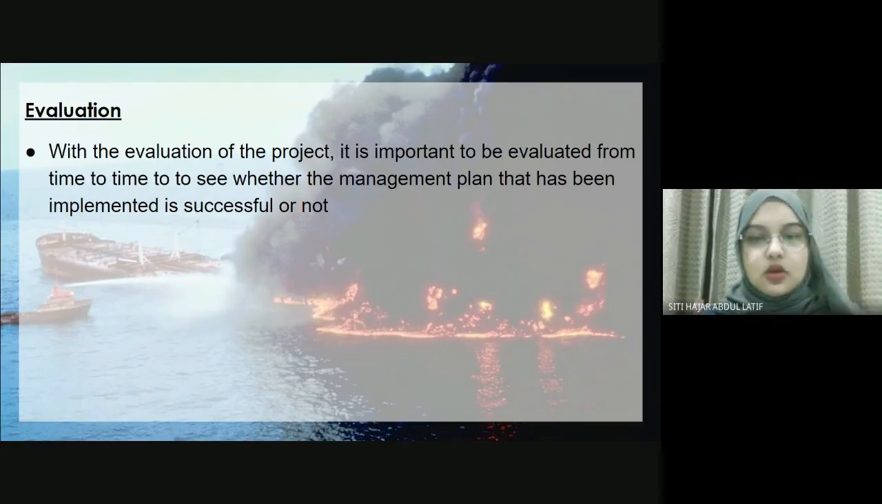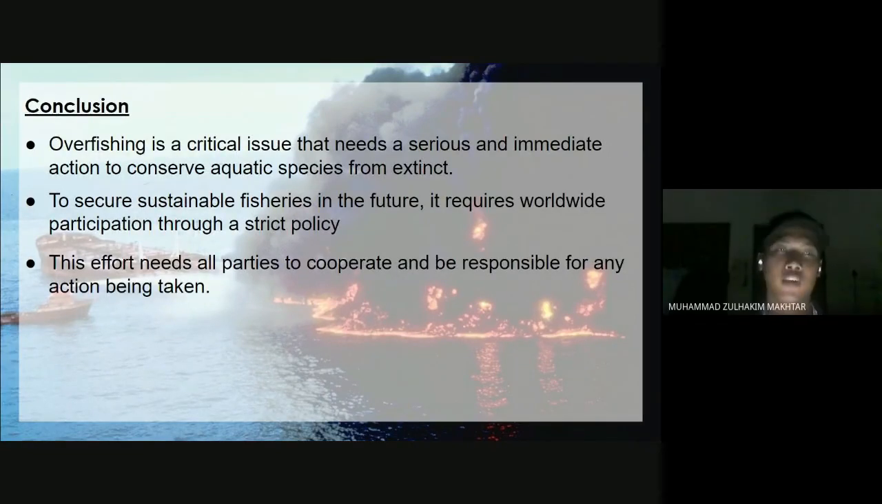Alright, last but not least, for the conclusion, overfishing is a critical issue that needs serious and immediate action to conserve aquatic species from extinction. This policy is to secure sustainable fisheries in the future. It requires worldwide participation through a strict policy. This effort needs all parties to cooperate and be responsible for any action being taken.